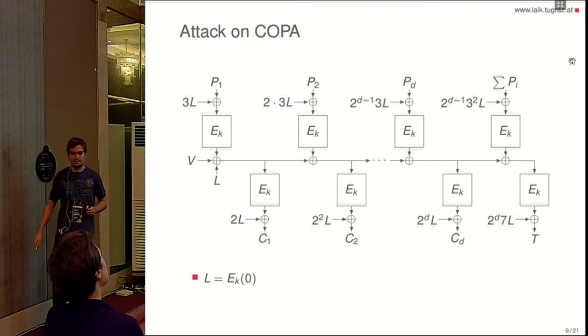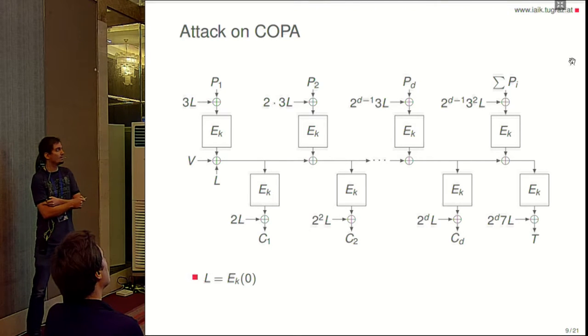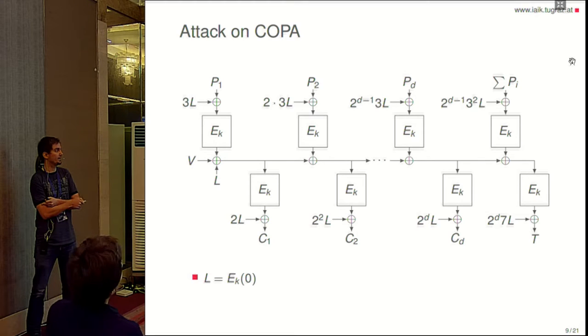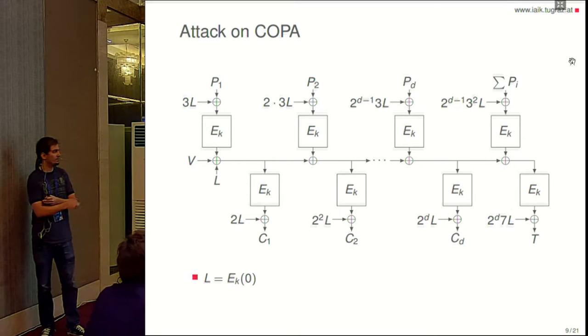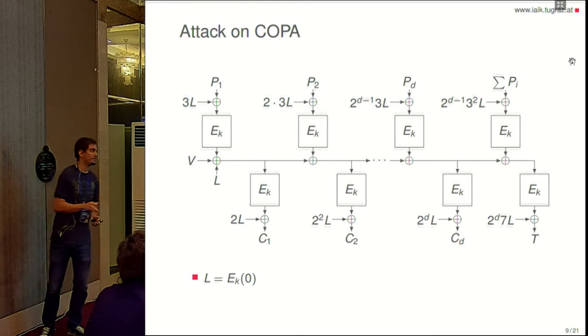So here you can see the encryption of COPA. We have this value V here, which just depends on the nonce and associated data, and we also have this value L here, which is the encryption of zero. This value L is also used to mask the inputs and the outputs of the block cipher calls you can see here. However, this value is not nonce dependent.